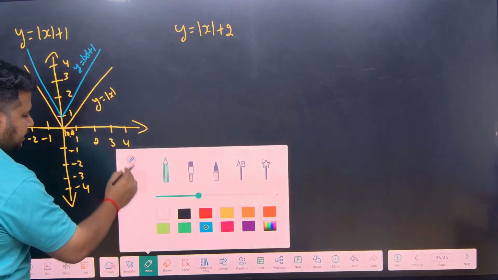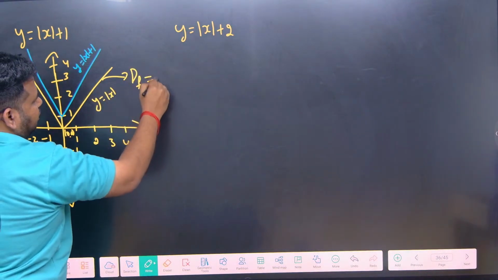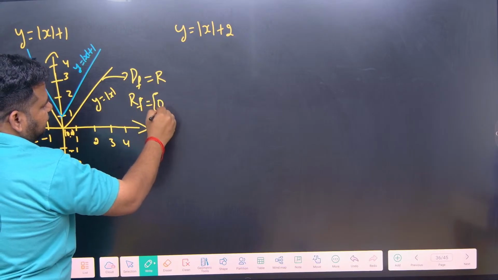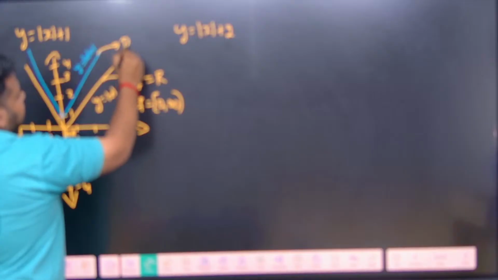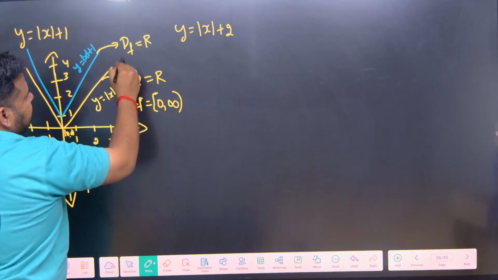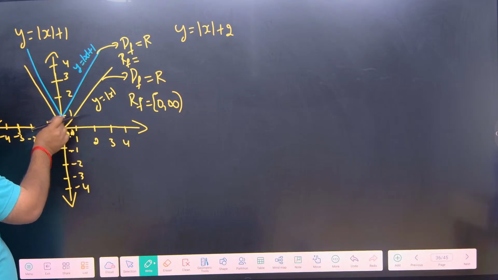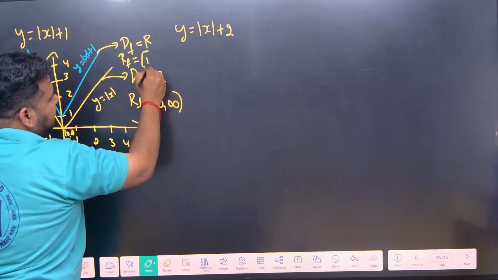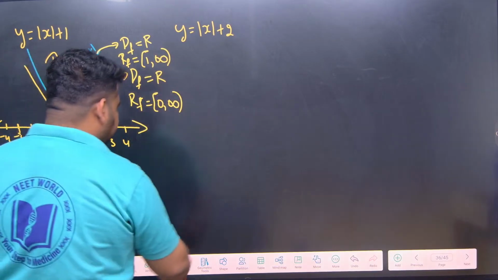Okay, now we know that the domain for this is what? Domain for this is the set of all real numbers. Range for this is what? Range for this is 0 comma infinity. Similarly, domain for this is what? Set of all real numbers. But the range for this is what? This is not starting from 0. This is starting from 1. So range will be 1 comma infinity.